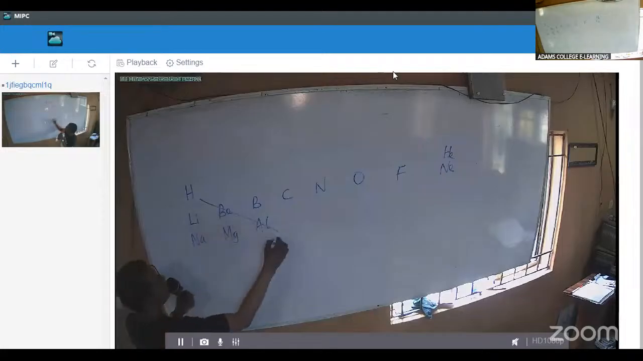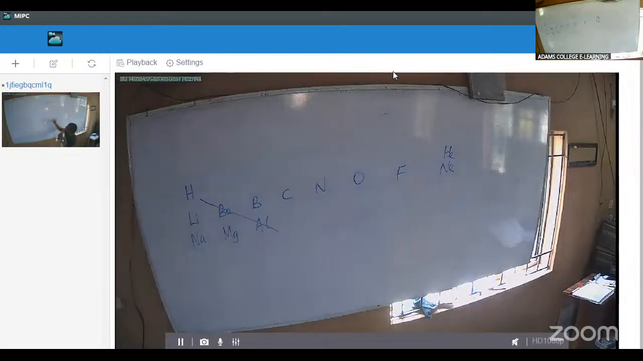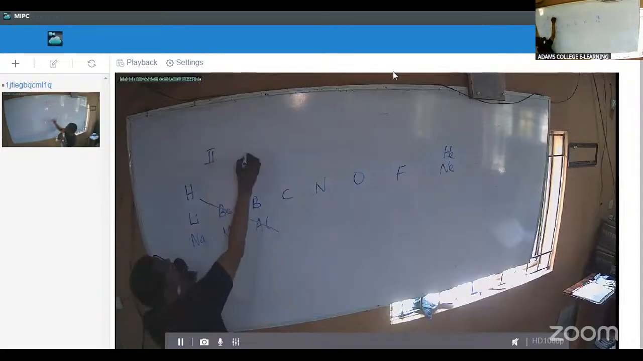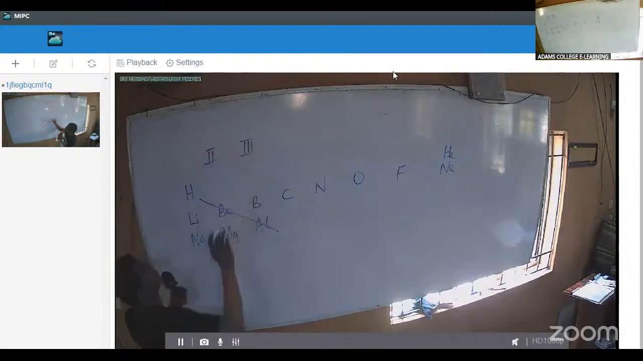What is option A? But that's not enough. What's option B? Are they in the same group? Never. This is group 2, this is group 3. They're not in the same group. What's C? Are they in the same period? No. So the answer is D. They are diagonally related.